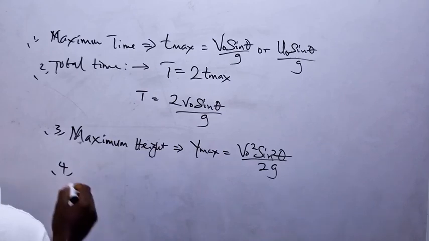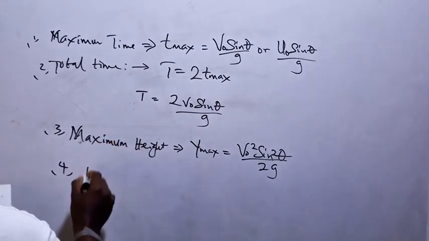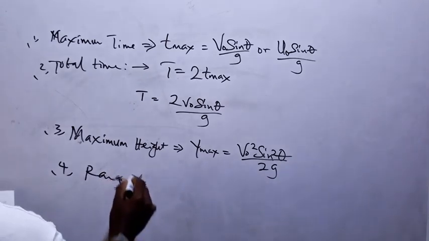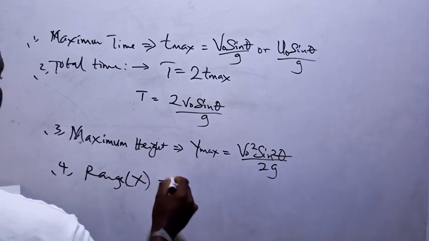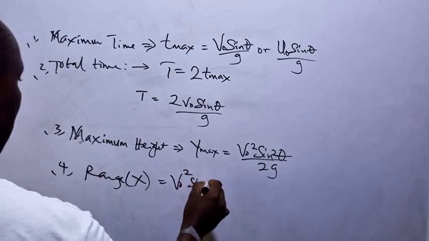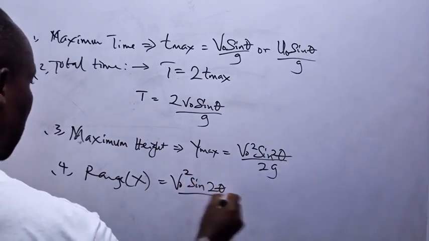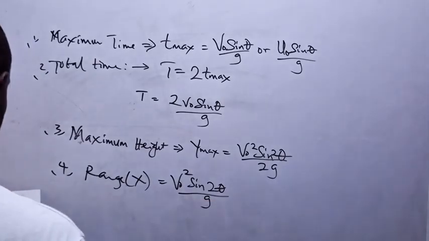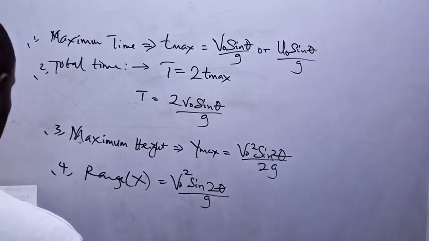We also have another one, the range a fired body can go. It is represented as x equals v naught squared sine 2 theta over g, the acceleration due to gravity.